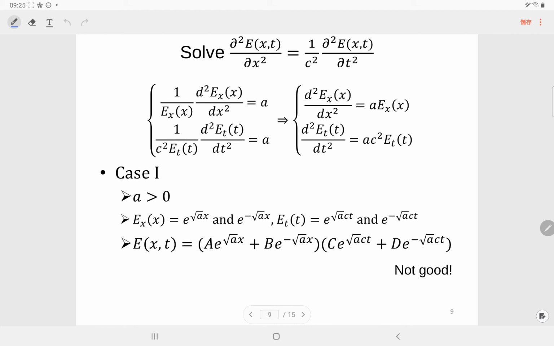So the left side should be equal to a, and the right side should be equal to a. And this becomes two second order constant coefficient ODEs, which are easy to solve. Actually, we just need to multiply Ex to the right side and multiply c squared Et on both sides. So it becomes these two.